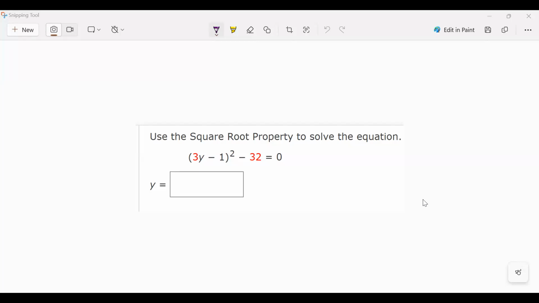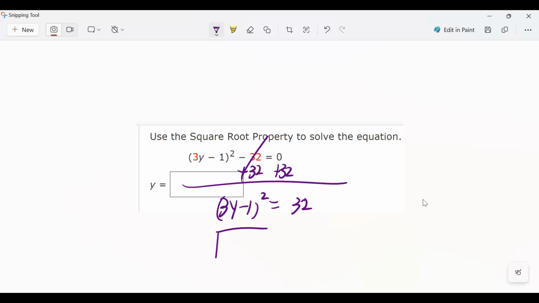Okay, let's go over the solution. Step 1, adding 32 to both sides of the equation. And then we end up with 3y minus 1 squared equal 32. Now from here, we take the second step, taking the square root of both sides of the equation. We put plus minus on the right hand side for the square root of 32. Then the square root and the square cancel each other. 3y minus 1 is by itself, equal to plus minus.